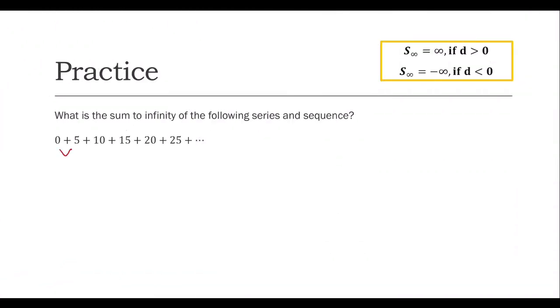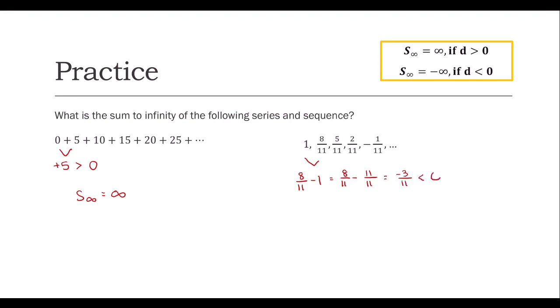In this series, our common difference is a positive 5. Since that is greater than 0, our sum of the infinite series is going to be infinity. In this sequence, you can see the difference is going to be 8 over 11 minus 1, which is 8 over 11 minus 11 over 11, which is negative 3 over 11, which is less than 0. So our sum of infinite number of this series is going to be negative infinity. So you don't even need to necessarily know what the difference is. You just need to know that it's getting smaller. So it's going to be a negative infinity.